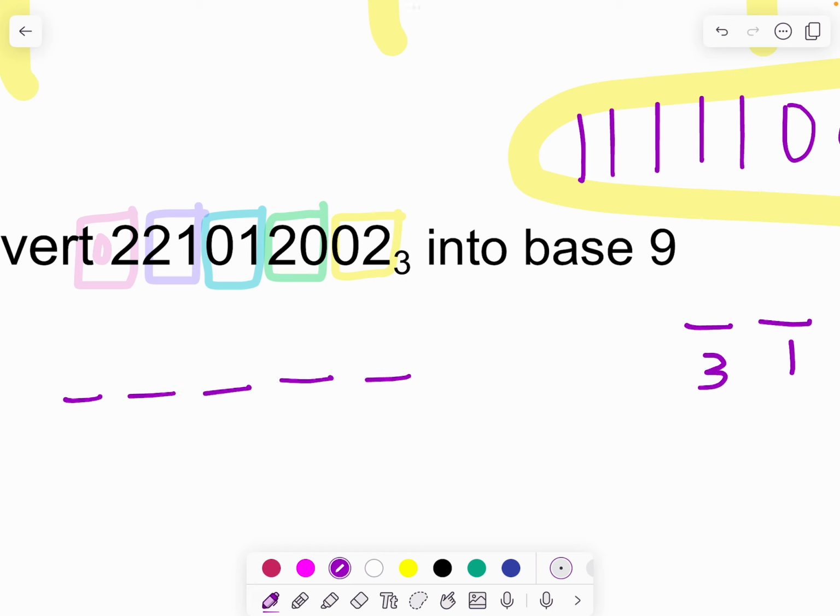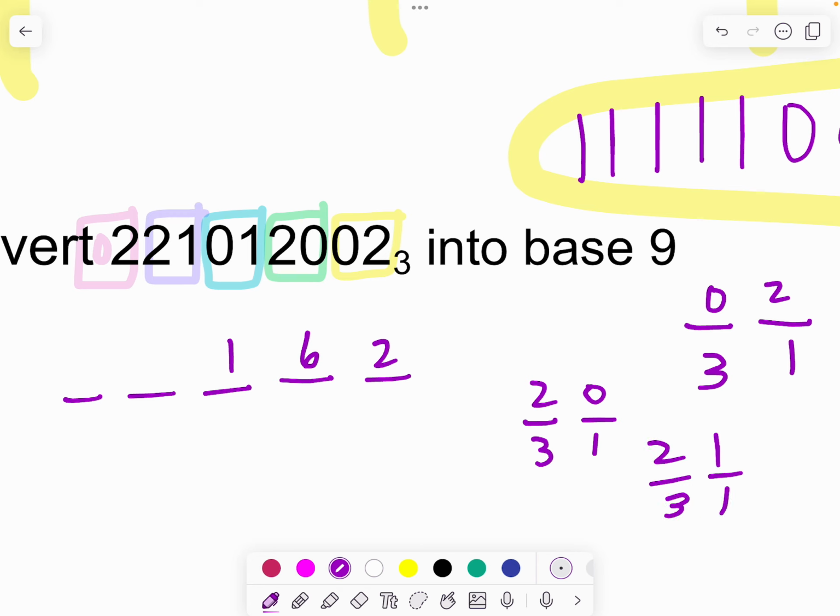And then now I just go ahead and ask myself, well, what number do these 2 values represent? And then I can convert that into base 9. So in this case, if I think about the 0, 2, that would just be the number 2. And if I think about the number 2, 0, well, that would be 6 right here, and this is a 1. And when I see 2, 1, that's going to be 6 plus 1 gives me 7. And then here, this would just be 2. So my final answer in base 9 is 27162.